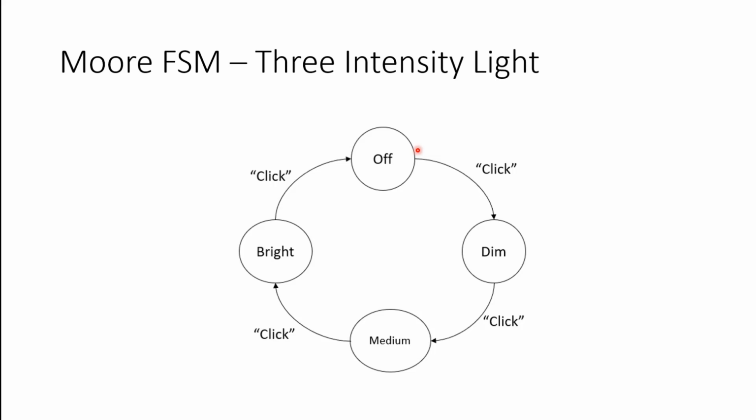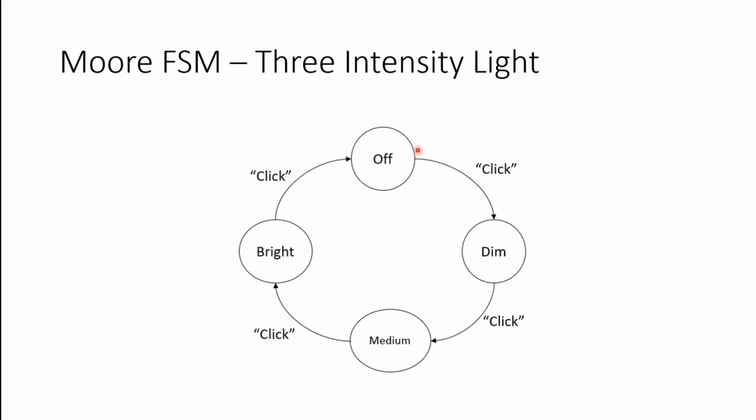In this 3-intensity light, I only have one input, and that's just some click. It's denoted as a click here, but that just implies me touching the lamp or pulling on some little string or something like that. If the lamp is off and I touch the lamp or pull the string, the light is going to turn on, it's going to be dim. If I do that again, the light is going to go to medium. If I do that again, the light is going to be in its brightest state. And when it's in the brightest state, if I pull that string or touch the lamp again, the lamp is going to turn off.